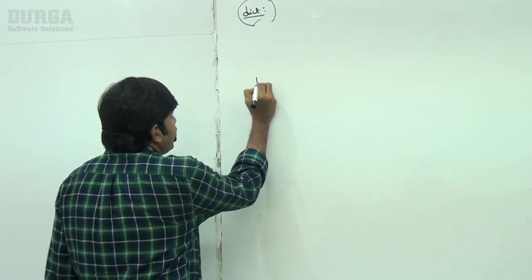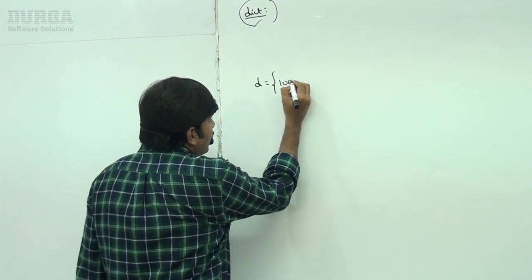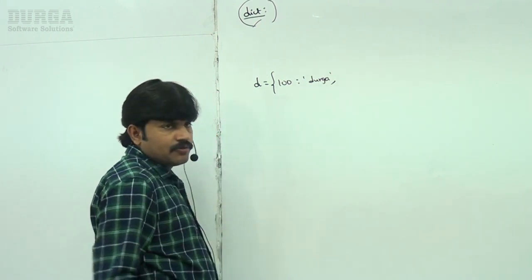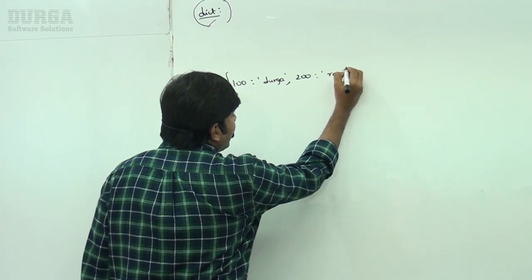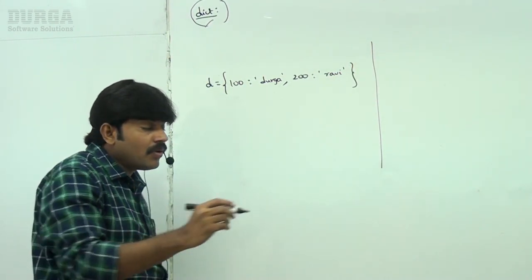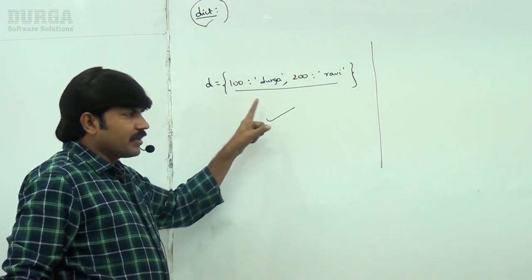How can you create a dict? Just now I told you this is the way. Observe carefully: d = {100: 'Durga', 200: 'Ravi'}. Here 100 colon Durga is the first key-value pair, and 200 colon Ravi is the second. This is one style. If you know all key-values at the beginning, you can happily create it like this.